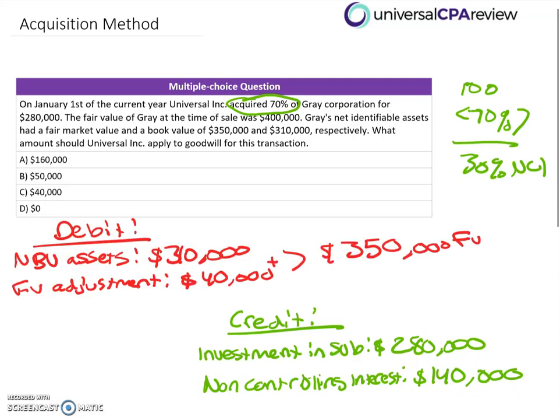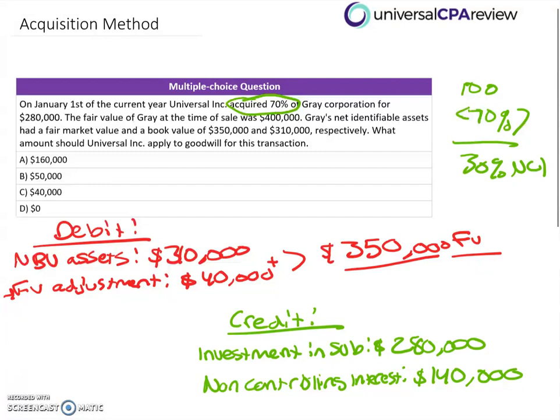So when going through our debit accounts, we're always going to start by booking the net book value of the assets that we're acquiring. So we're acquiring $310,000 of net book value assets, and the difference between that and our fair value is going to be booked to our fair value adjustments. Very important that we remember that. Always the sum of the net book value of the assets and the fair value adjustments is going to equal our fair value of those net identifiable assets.